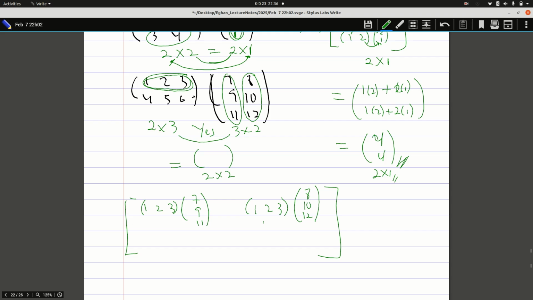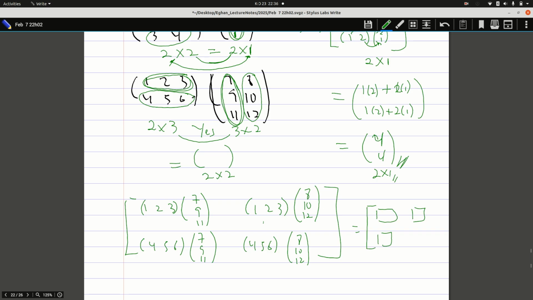Next, take the second row and multiply by the first column. So I have 4 5 6 multiplying 7 9 11. And then the same 4 5 6 will multiply 8 10 12. You can take your time and see what these answers would be. I'm supposed to get a 2 by 2 matrix. And that's how simple it is.